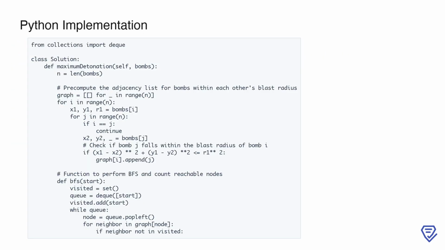Here, we start by importing the necessary module, deque, which will help us implement a breadth-first search, or BFS. Inside the solution class, we define the maximum detonation method, which will determine the maximum number of bombs that can be detonated in a chain reaction. First, we calculate the total number of bombs, n, and then create an adjacency list called graph. This list will represent which bombs are within the blast radius of each other. We initialize it as an empty list for each bomb.